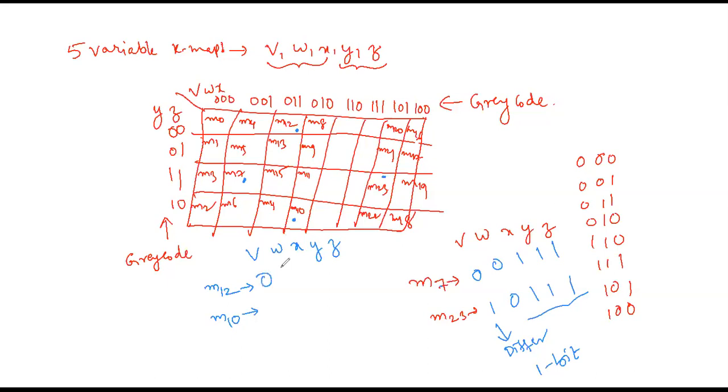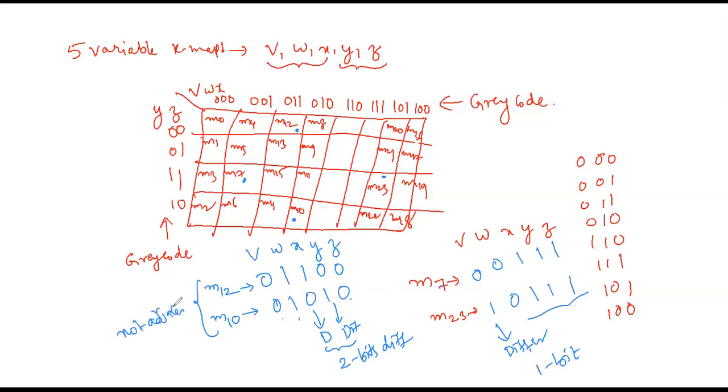M12 is 01100, M10 is 01010. Two bits differ. Well, no need to go further. If two bits differ, these two are not adjacent cells. If only one bit differs, those are adjacent cells.